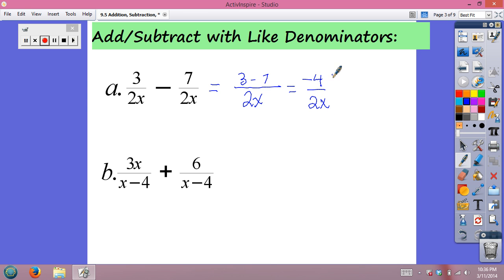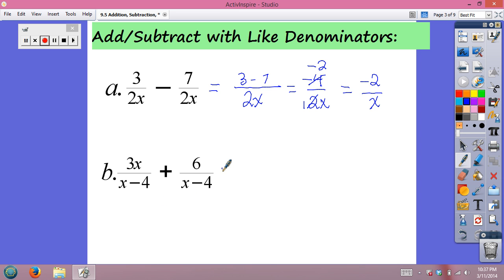Notice now we are only multiplying and dividing all of our terms, so we can now simplify this. We know that there's a 2 in both our numerator and denominator, so we're left with the -2 on the top and a 1 on the bottom. So this will simplify to -2 over x.